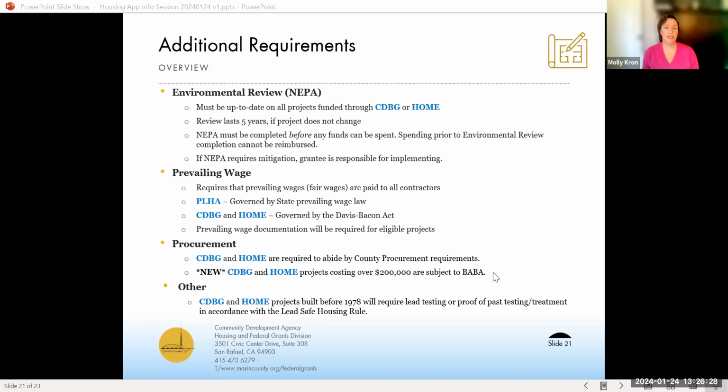One little addition here under BABA: the requirement is that if the project is over $200,000, then all steel and iron metal products need to be procured within the United States. So this has implications for your bidding process as well as potential cost increase. Thanks for that context.